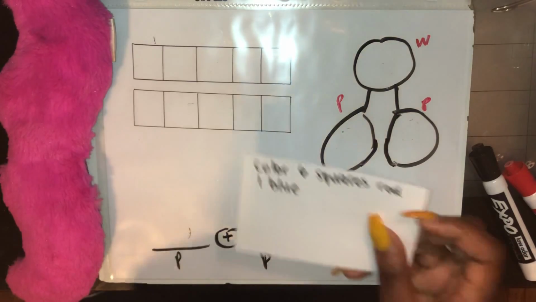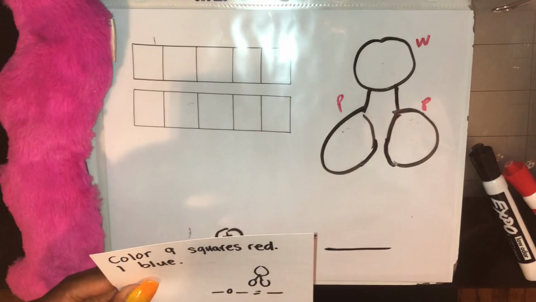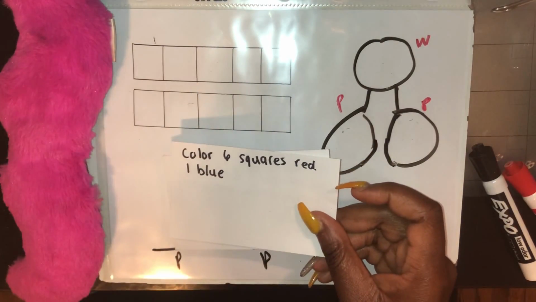So let's try another one. It says color 6 squares red and, did we just do that? Oh no. Okay, color 6 squares red and 1 square blue.